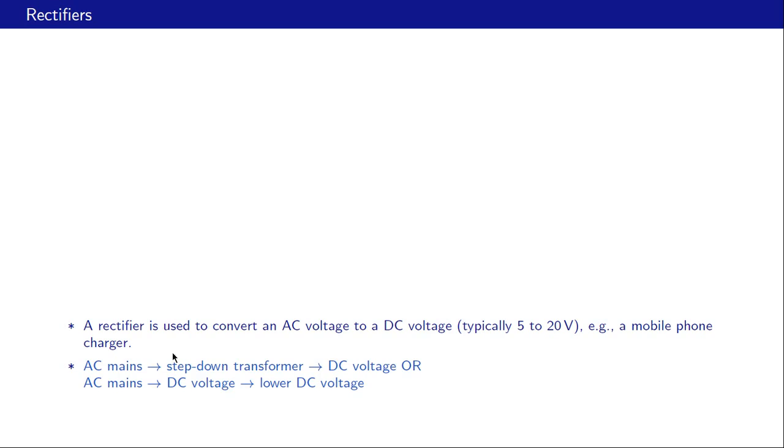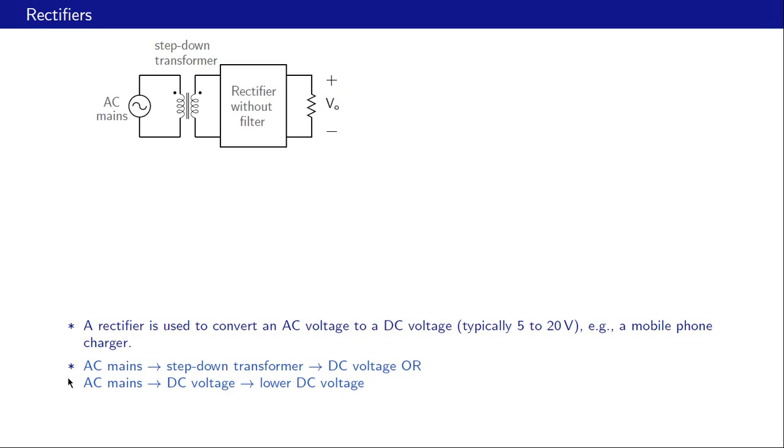Now in doing this, we have two possible approaches. One, we start with the AC mains voltage, step it down to a lower AC voltage and then convert it to DC. The second approach is we start with the AC mains and directly convert it to a DC voltage. So this DC voltage would be a large DC voltage, and then convert that large DC voltage to a smaller DC voltage using a DC to DC converter.